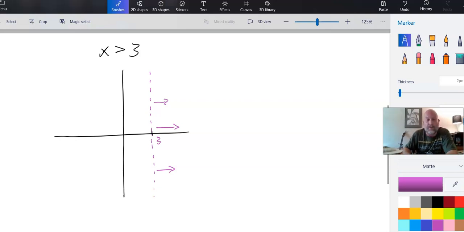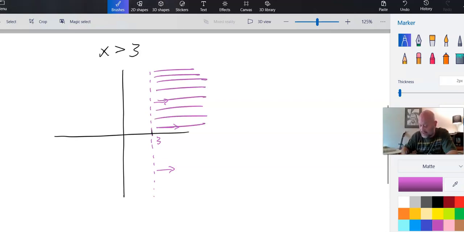So really, when you only have one variable in these things, you just look at the inequality and it actually tells you the direction to shade, right? These are the things that are greater than 3.